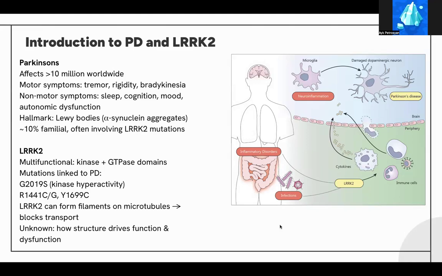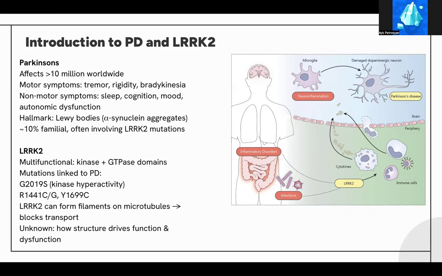So Parkinson's disease is a chronic, progressive neurodegenerative disorder that affects more than 10 million people worldwide. It's primarily known for its motor symptoms, things like tremor, rigidity, bradykinesia, or slowness of movement. These symptoms result mainly from the degeneration of dopaminergic neurons in the substantia nigra, a region of the midbrain that plays a central role in movement regulation.